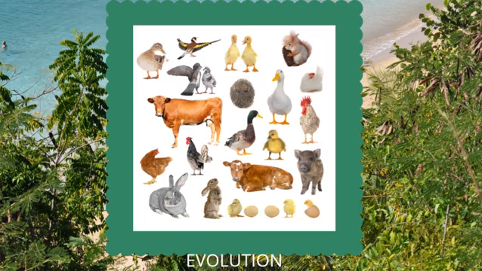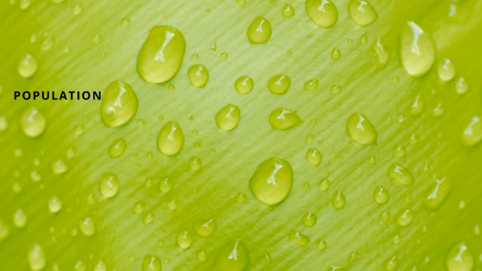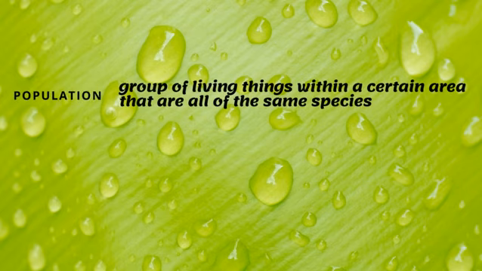But what is population? Population is a group of living things within a certain area that are all of the same species. Different parts of ecosystems interrelate with one another. Changes to one part can have an effect to other parts.